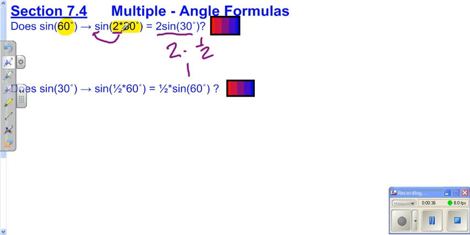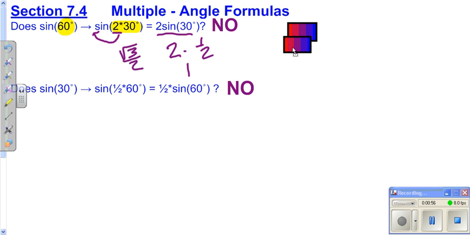Is the sine of 60 equal to 1? No, that's root 3 over 2, so obviously not. So we cannot just go ahead and pull a number out and put it in front of our sine. And so since we can't do it here, we can't pull that 2 out. We can't pull the half out here. So whether it's a fraction in front of your angle or a normal number in front of your angle, in neither case can you actually pull that number out.